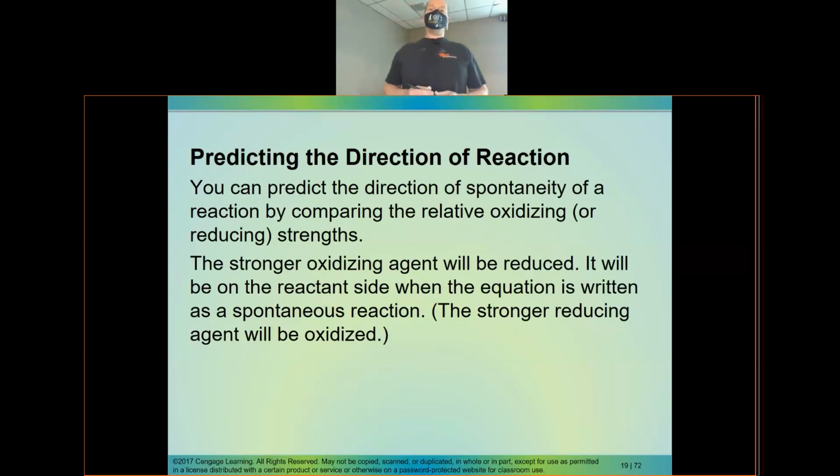All right, predicting the direction of reaction. So you're going to have two reactants, and one is going to have to be the oxidizing agent, one is going to have to be the reducing agent. The reaction that's going to go is the one where you add up your two E values and you get a positive number. If you have the strongest oxidizing agent with the strongest reducing agent, you're going to have a very large positive E value, and that will be very spontaneous.